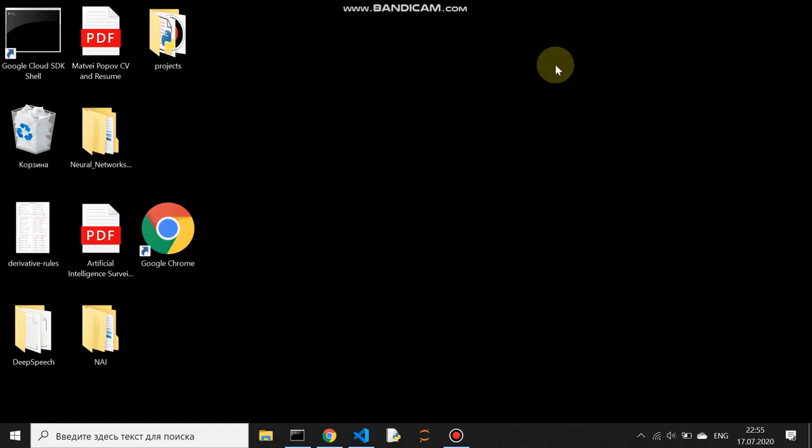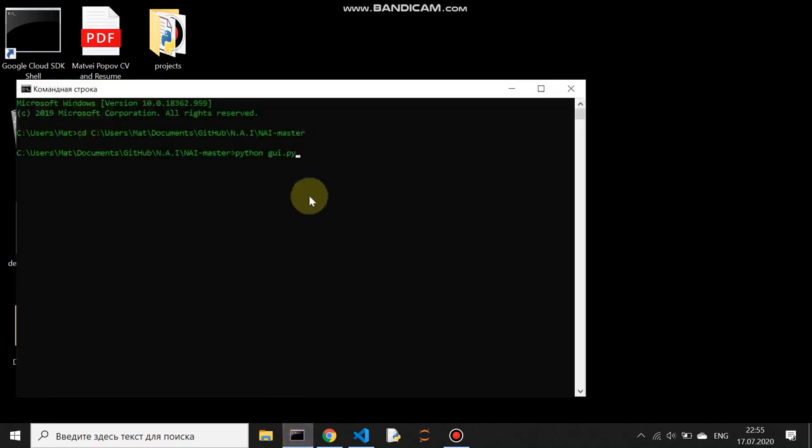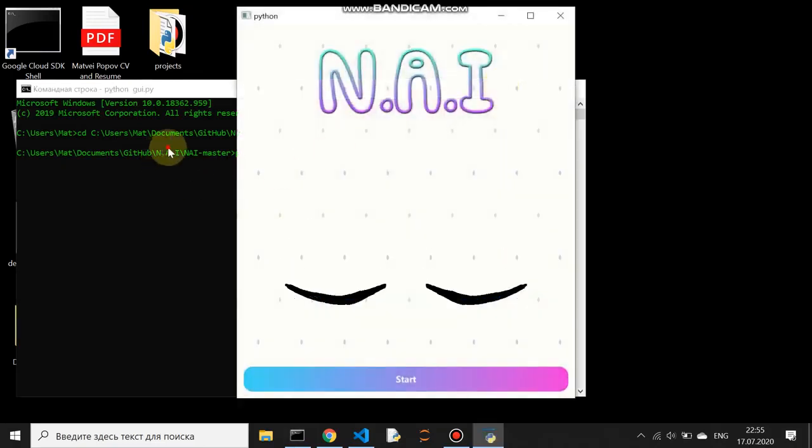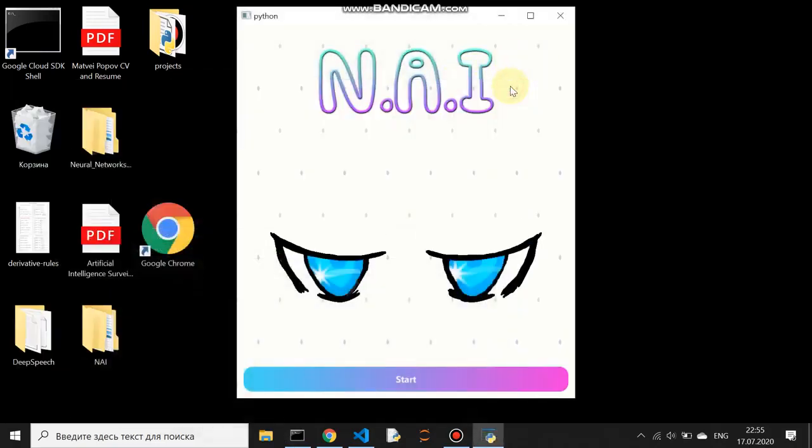What NAI allows you to do is to control your desktop or laptop by only using your eye motion. So without further ado, let me go ahead and show you how you could navigate through your desktop by just using your gaze. I'm going to start the program and I'm going to close the CMD because it's going to distract us a bit.